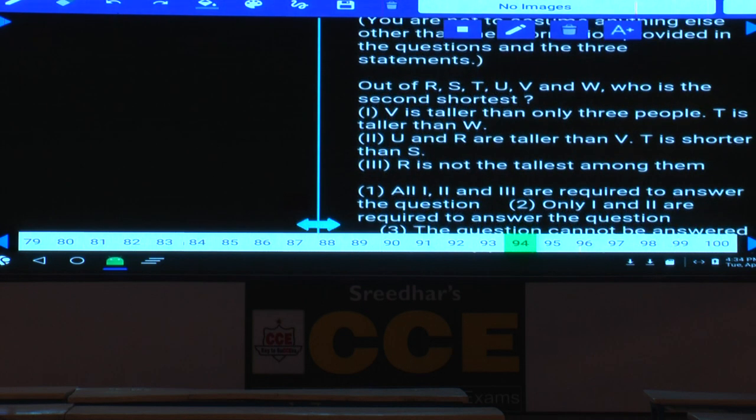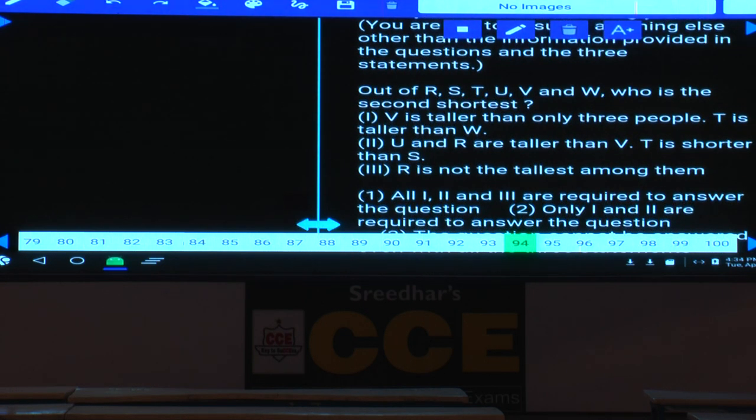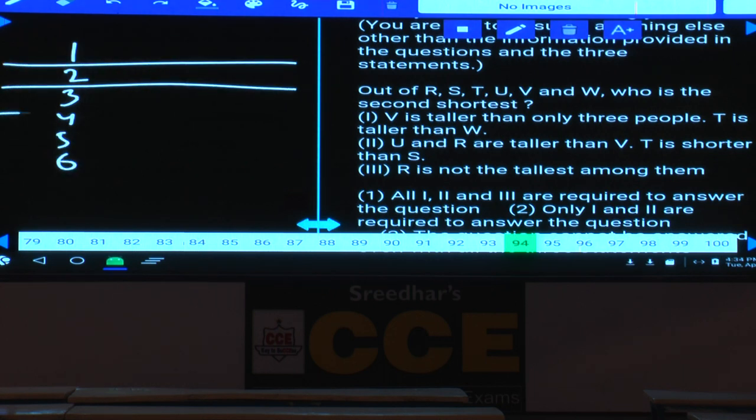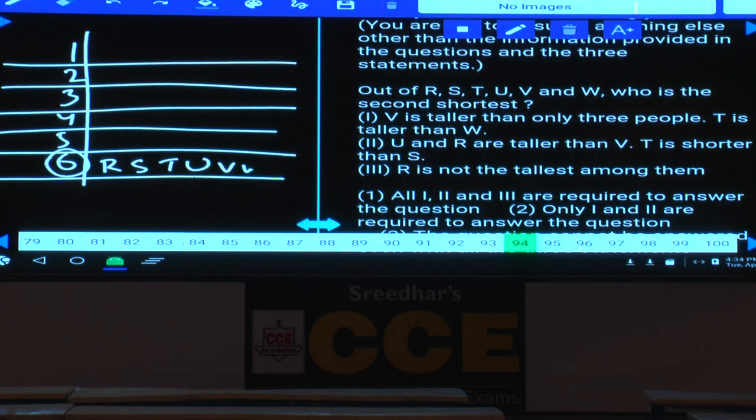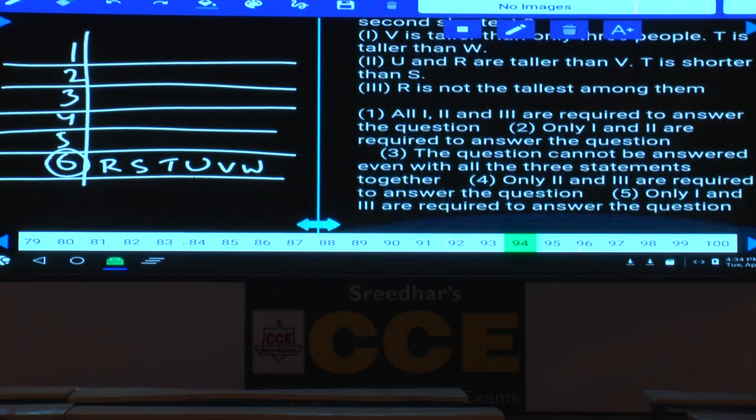Then 94, R, S, T, U, V and W. Now 6 persons were there. Now we need to find out the shortest among these 6 persons. 1, 2, 3, 4, 5 and 6. Isn't it? Yes, tell me who are those 6 persons? R, S, T, U, V and W are the 6 persons. Now we need to find out the person who is the shortest among these 6. And tell me among these 6, R, S, T, U, V and W, condition number 1. Then first choice, all the 3.